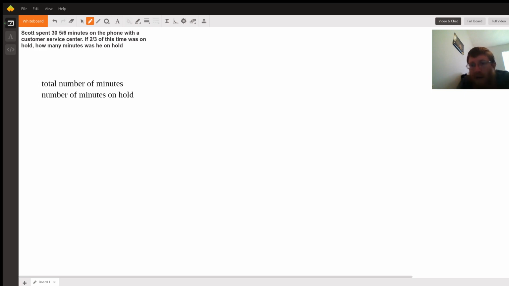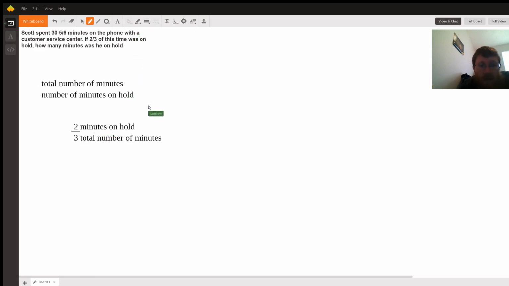We need to relate these two things somehow. So what we've been given to relate them is this 2/3 ratio. If you look here, we've got 2 over 3. Well, the 2 represents the minutes on hold, and the 3 represents the total number of minutes. What that 2/3 means is that for every 3 minutes they were on the phone, 2 of those were spent on hold.